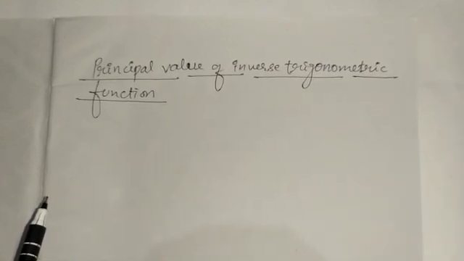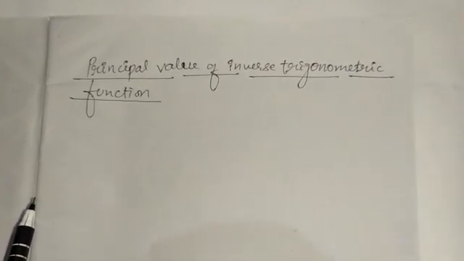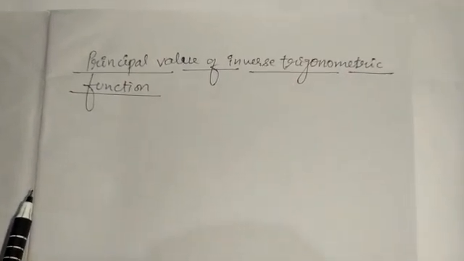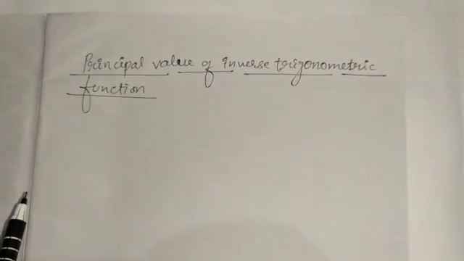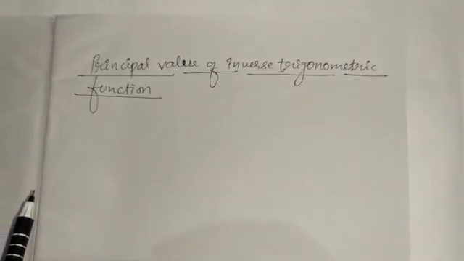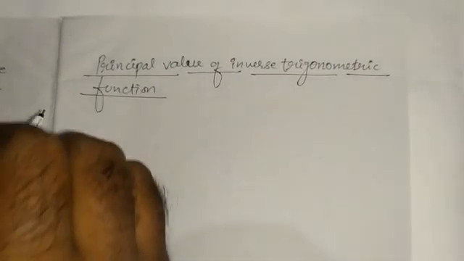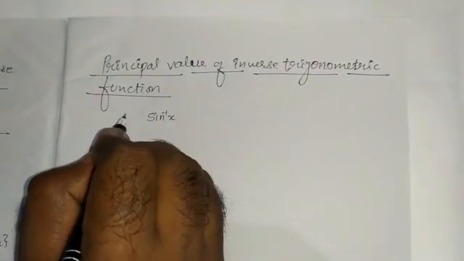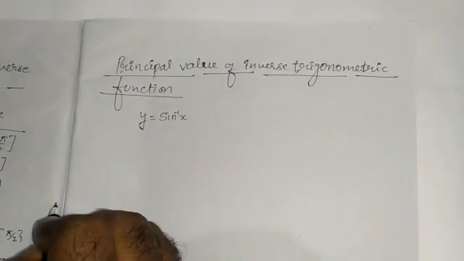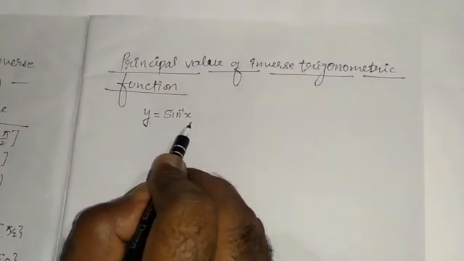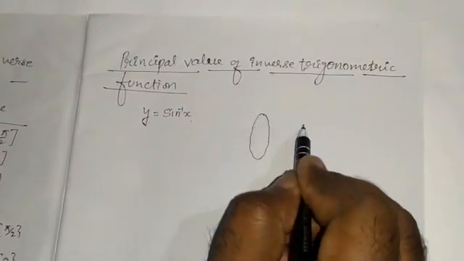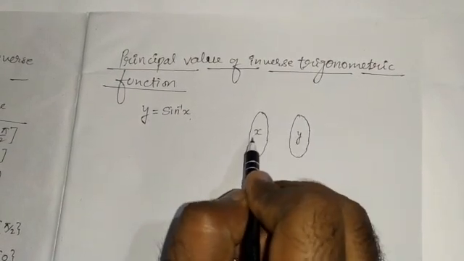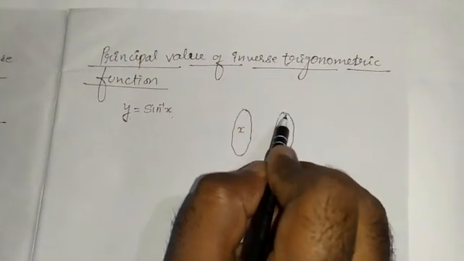Now students, our next topic is principal value of inverse trigonometric function. In this topic we have to learn how to find the principal value of the inverse trigonometric function. Suppose any inverse trigonometric function like sine inverse x is given. Suppose this is y equals to sine inverse x. It means sine inverse is a function, x is an element of the domain and y is an element of the range. This is the domain set and this is the range set.